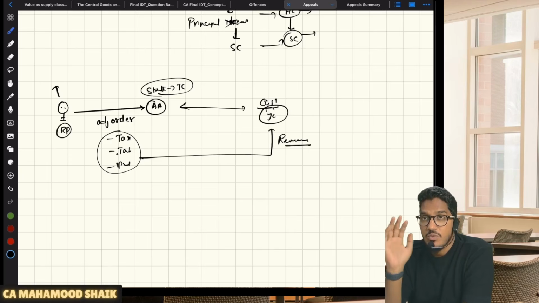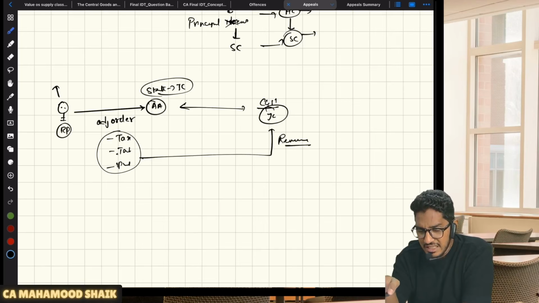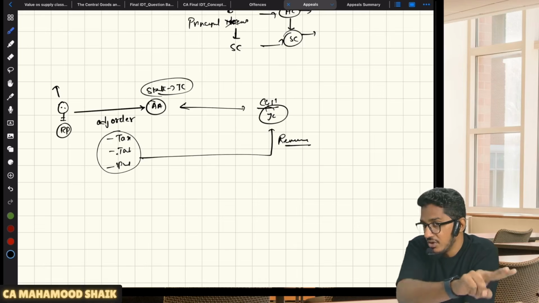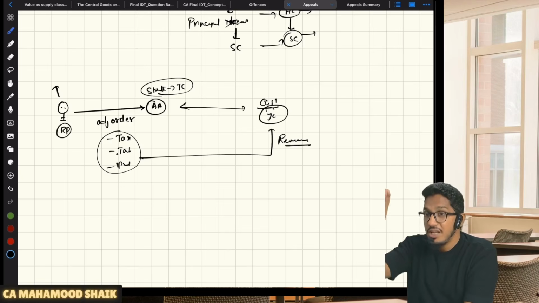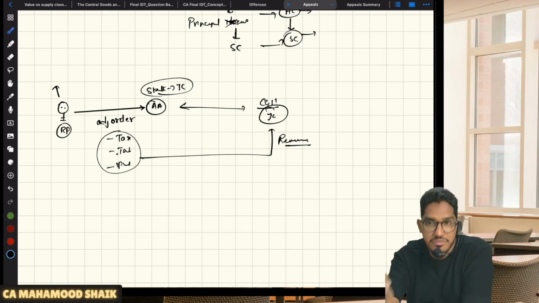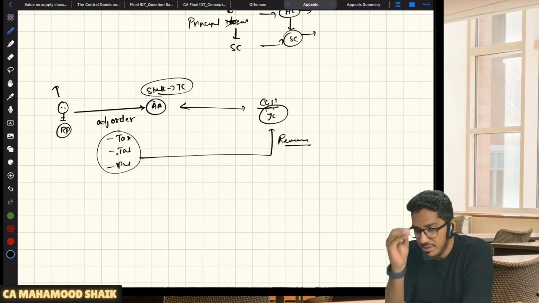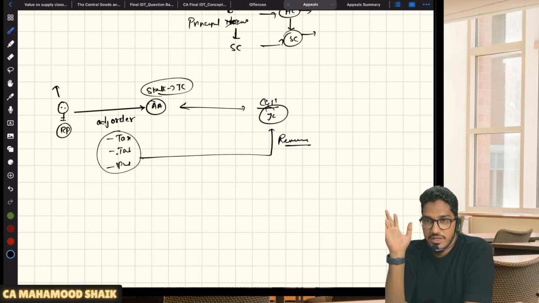Revision means, sir, if he has a suspicion that the order was erroneously passed, or that some important information was not considered while passing that order, then the officer of another jurisdiction will take up that order for review or revision. Able to understand? See, the GST system is very good. Implementation is bad, but the system is very good.